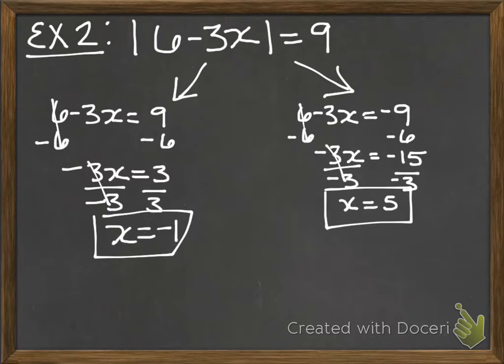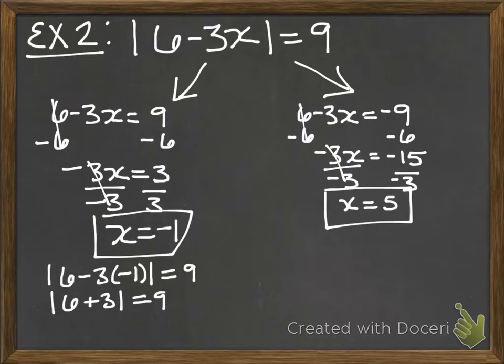Again, it's always important to double check your work. So if x equals negative 1, plugging that into the original equation, 6 minus 3 times negative 1, we want to check to see if that equals 9. So that's the absolute value of 6 minus 3 times negative 1, which is going to give me a positive 3, which is going to give me the absolute value of 9 equals 9, which is indeed true.